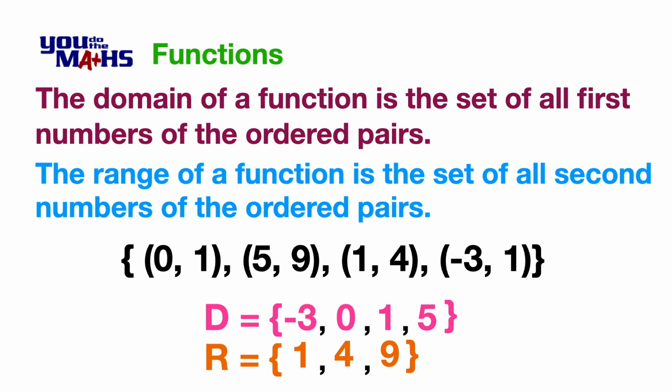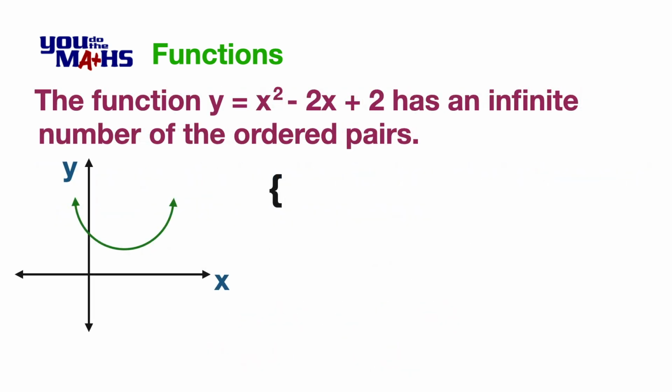So we'll have a look at one now where we've got a function expressed in a graph, or more specifically a quadratic equation which has a parabolic graph. So given the equation y equals x squared minus 2x plus 2, we should be able to find some points on this graph, and we can do that by substituting in some random x values.